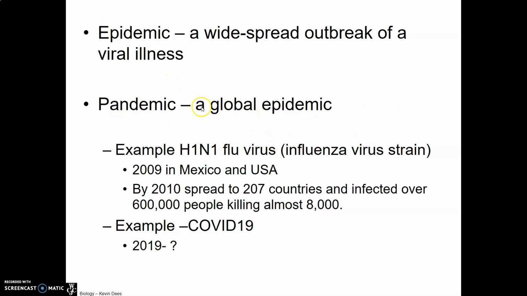So just a couple of examples of an epidemic outbreak that turned into a pandemic would be the H1N1 flu virus. This was seen in 2009, originated in Mexico, and then spread through some travelers to the United States. By 2010, it had spread over 200 countries and infected over 600,000 people, killing over 8,000. And then, of course, the one that has occurred within all of our lifetimes, the COVID-19 virus, that was a global pandemic, started in 2019 and really had an impact on our world in 2020.